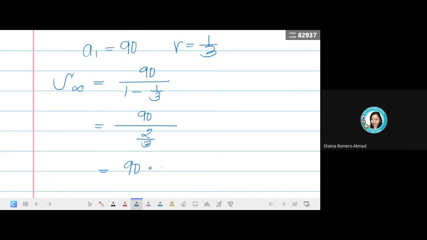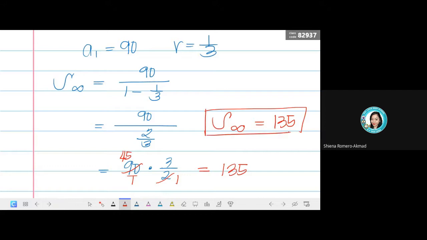So, yung reciprocal ng 2/3 is 3 over 2. Pwede tayong mag-cancel out dyan. Anong ika-cancel out natin? Remember that this has a denominator of 1. So, nasa numerator siya. Ito nasa denominator. Pwede tayong mag-cancel out since they are both divisible by 2. Now, we only have 1 times 1 in the denominator. So, that's already 1. 45 times 3. What is 45 times 3? What is, yes, Kate? 135. So, the sum of infinity is equal to 135.